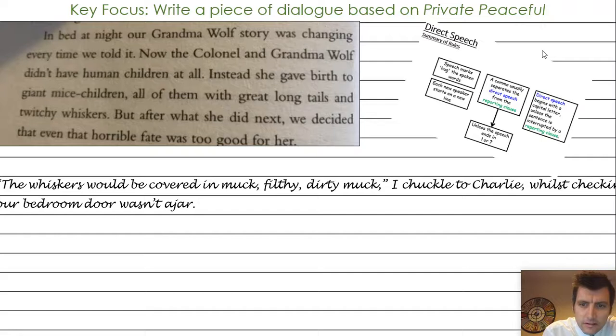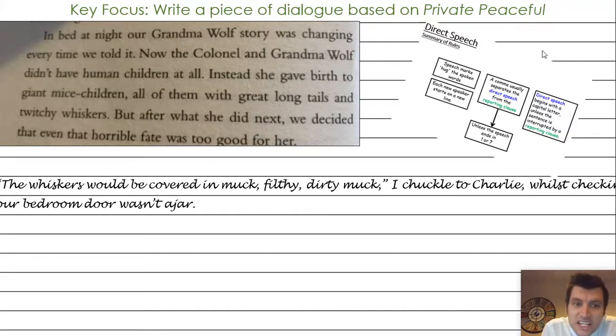Now, we're going to write where Charlie and his brother Tommy are having this conversation, having their nighttime story. This is their nighttime story where they're being a bit rude about Grandma Wolf because they don't like her. And they're making her into a character in a story where she's either a villain or a character where bad things happen to her.